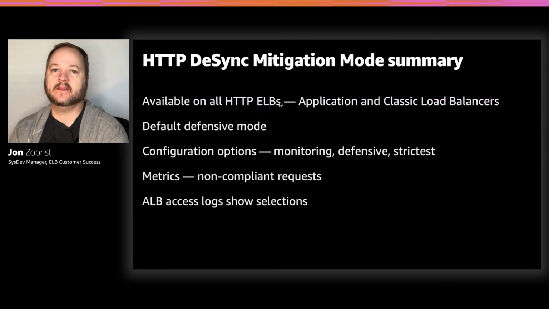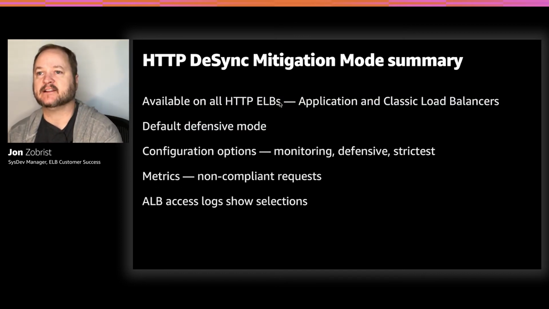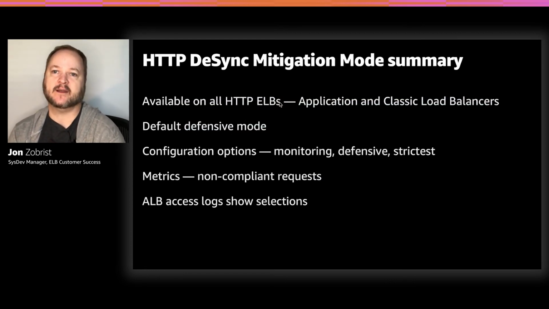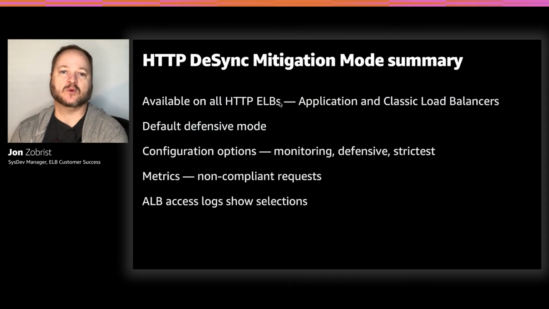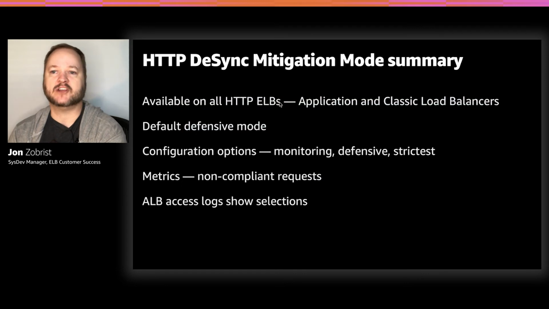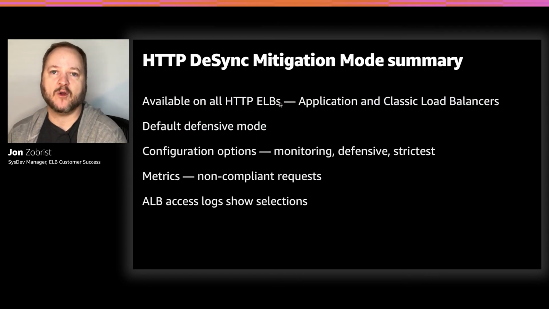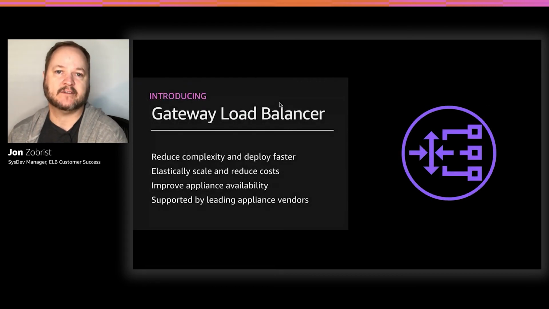So in summary, this is on all our load balancers, application and classic. We did bring this to classic load balancer, even though it's our legacy load balancer, because we think security is the number one priority, and we absolutely thought this was a security risk, and we needed to help protect our customers. It is defensive mode by default. We think that gives you the best trade-off of protection with minimal impact to your actual workload. And then, of course, you can configure that to change if you want to be more strict or less strict. And we've got metrics and access logs to inform you about what the different requests you received were and why they were classified that way.